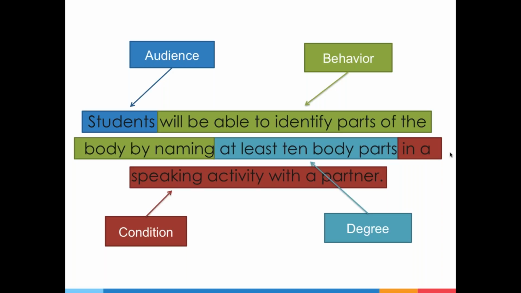So I hope this first learning objective helps you. Remember, in blue you see audience. The students are always your audience. And in green you see behavior, because it's what the students will be able to do at the end of the activity, which is identify parts of the body by naming. And then degree again, at least 10 body parts, and the condition, in a speaking activity.